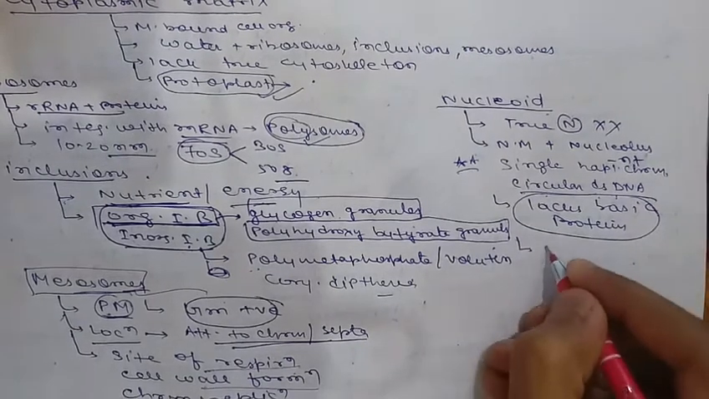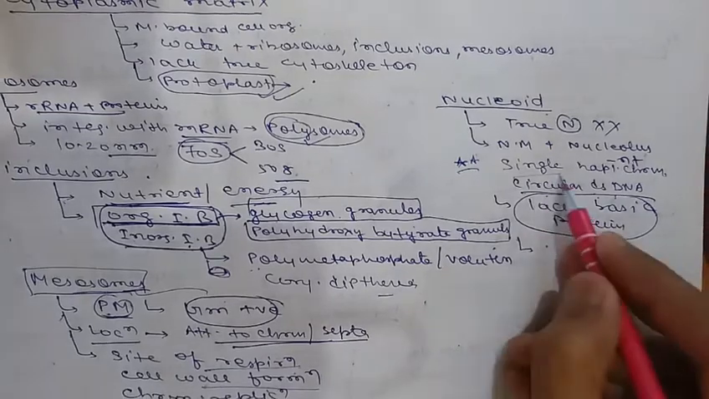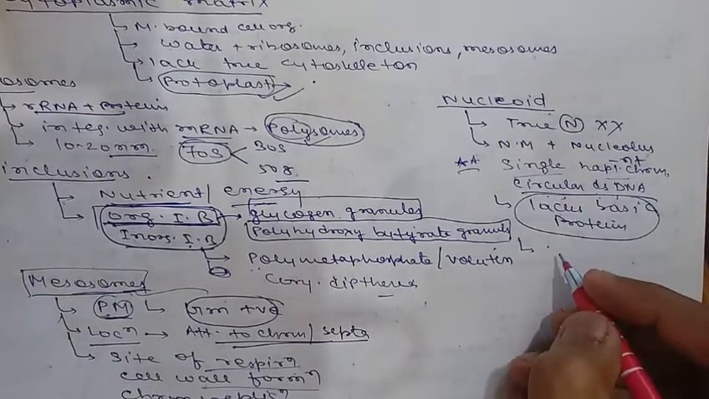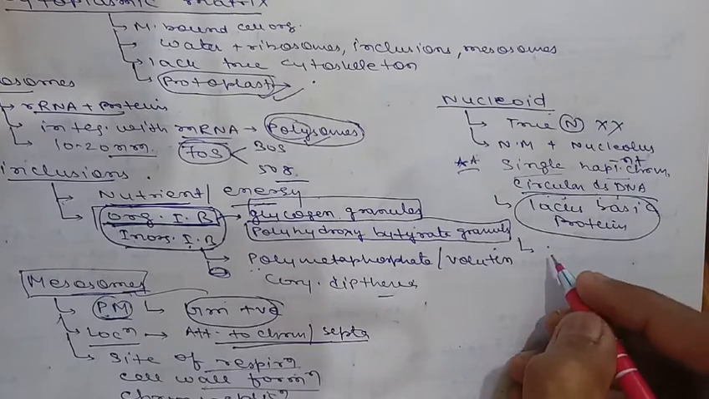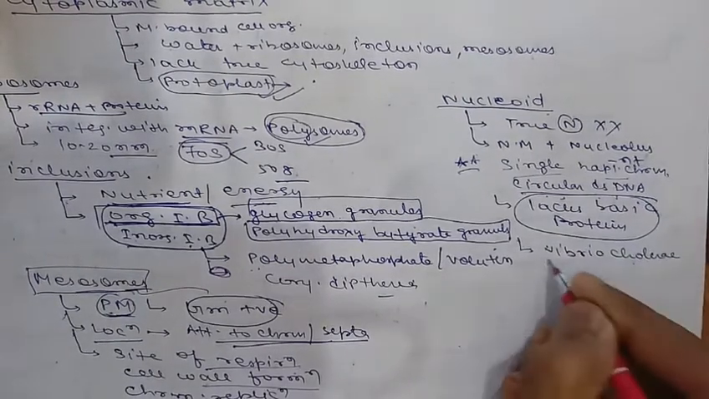The next important point, but one exception I need to mention here: some bacteria have a linear chromosome instead of circular, and some have two chromosomes. We have discussed single haploid and circular, but some have a linear chromosome and some have two chromosomes. An example is Vibrio cholerae.